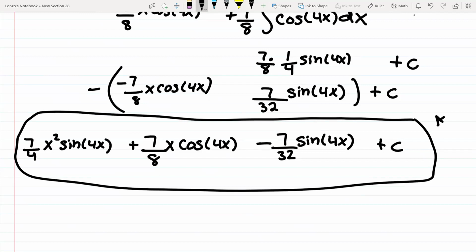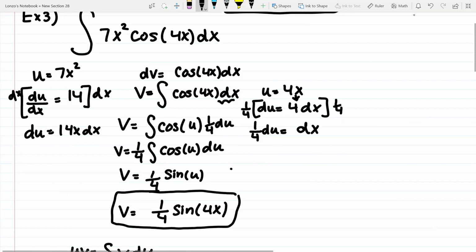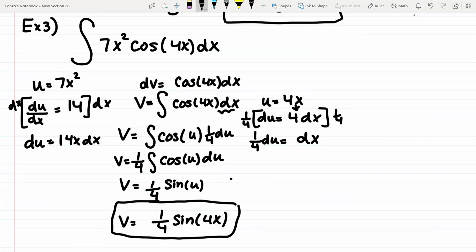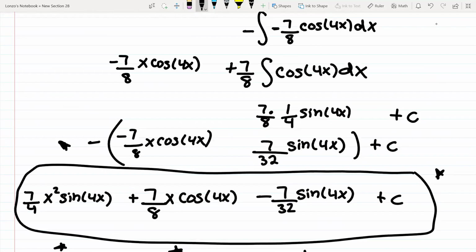So this one was a little bit more difficult because we had to integrate by parts twice. And there's a little trick. I circled the integration of cosine of 4x dx because I had to do that again. That's why I boxed this. Okay, so that is our answer. I will stop here.